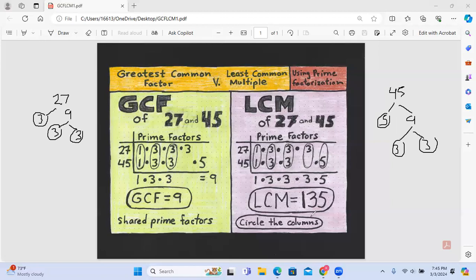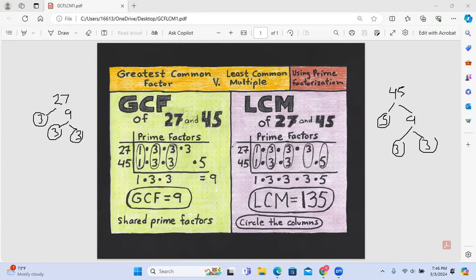So when you count by 27, eventually you're going to get to 135. And when you count by 45, you're going to get to 135 as well. This is why it's the first common multiple that they have in common, or the least common multiple. This is how the least common multiple works: counting by 27 and then counting by 45, and seeing what number they run across that is the same. The greatest common factor, on the other hand, asks: what is the highest number that can be divided into both 27 and 45?